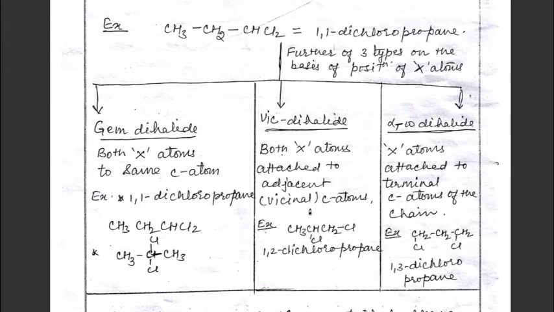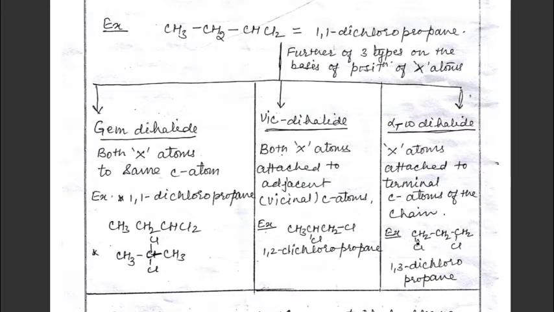It is also called a 1,2 dihalide, 1 chlorine, second chlorine. Both chlorines are attached to these two carbon atoms which are adjacent to each other. So this is an example of vicinal dihalide. The name of this compound is 1,2-dichloropropane. Alpha omega dihalides are those dihalides in which halogen atoms are attached to terminal carbon atoms of a chain.